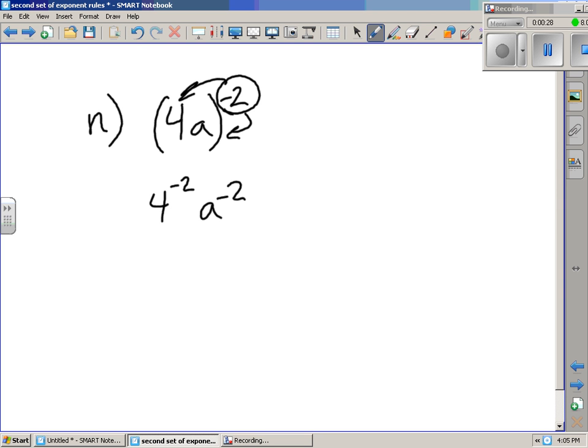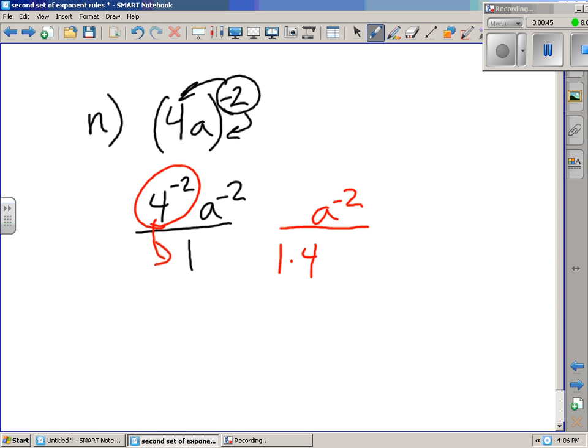Both of these have a negative exponent, so they need to be flipped over the fraction bar. So I'm going to write a 1 in the numerator. Then I'm going to take the 4 to the -2. The entire base and the exponent combined need to flip over that fraction bar. So in the numerator, I'm left with a to the -2. In the denominator, I have 1 times 4 to the 2nd power, because the -2 becomes a +2 when it flips over the fraction bar.